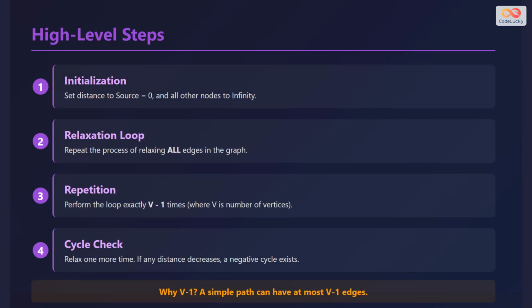Here is the high-level strategy. First, we initialize the source distance to 0 and all others to infinity. Then, we perform a loop where we relax every single edge in the graph. We repeat this entire process V-1 times, where V is the number of vertices. Finally, we do one last check to find negative cycles.